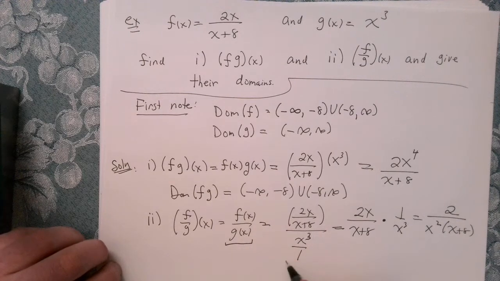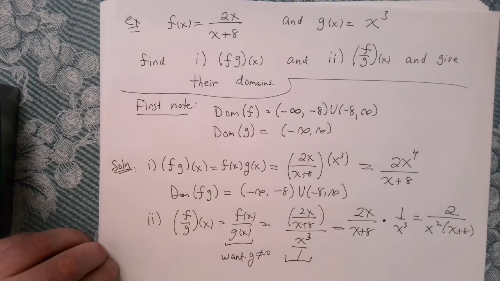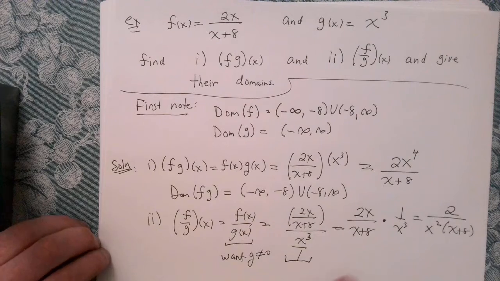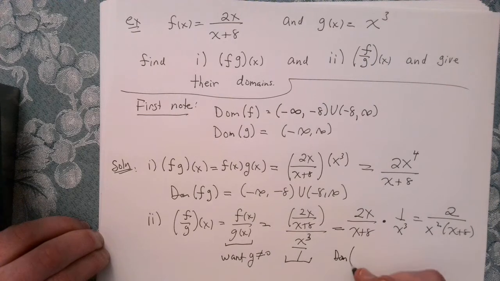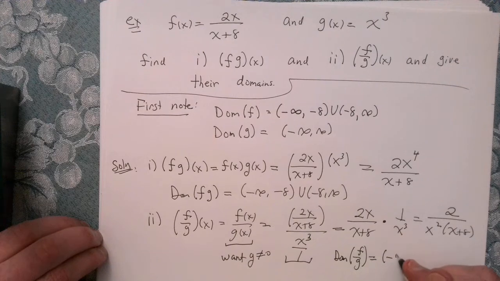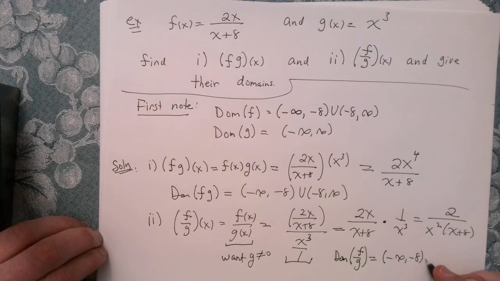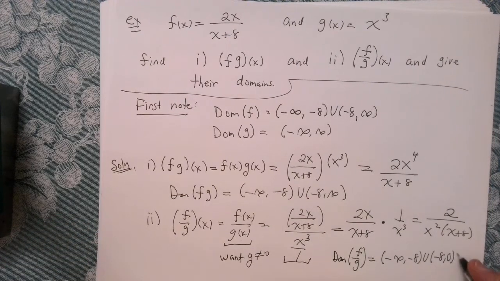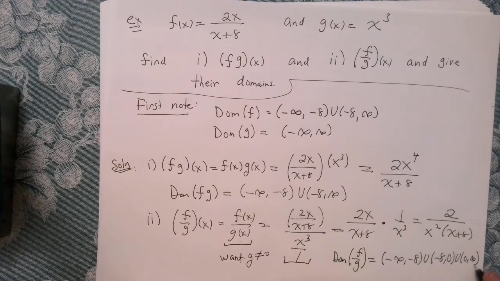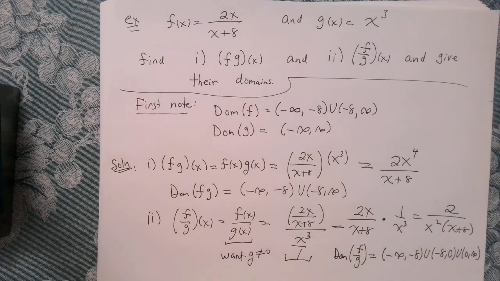And so again, for emphasis, we want g to be non-zero. So that's telling me to avoid 0 and also avoid minus 8. So the domain of our quotient function looks like this. We avoid minus 8, and we also avoid 0. So there is our domain.